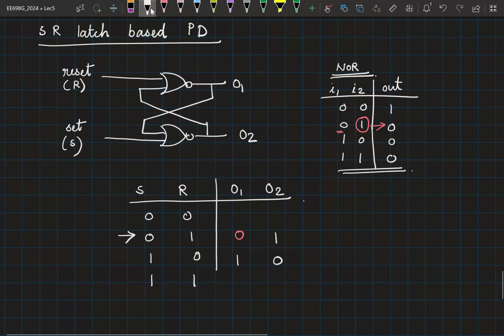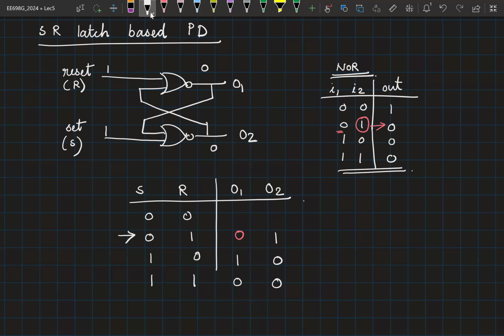Let's check if this is a stable situation. Now reset is 1, set is 1. Because reset is 1, I can directly say this output is 0. Because set is 1, this is also 0. Is it consistent? It's consistent. So the outputs are 0 and 0.